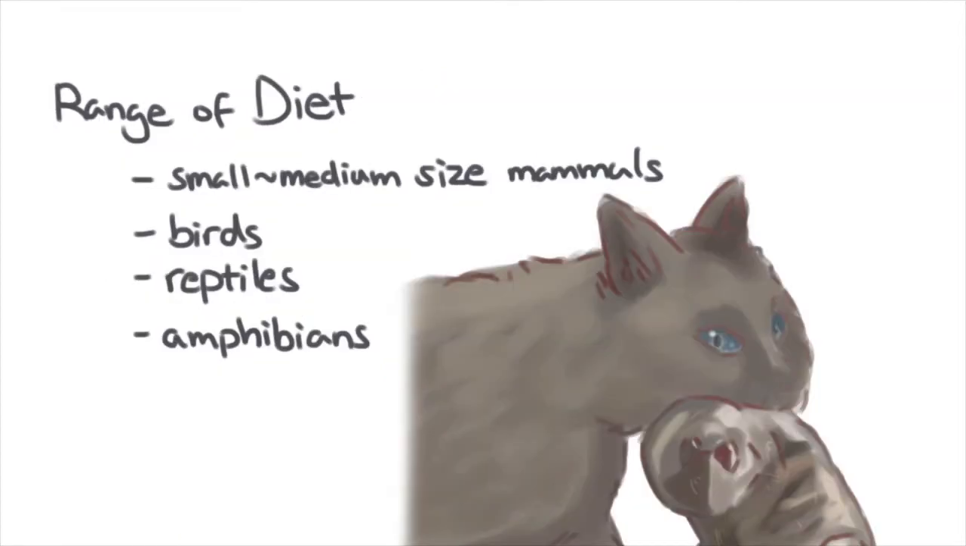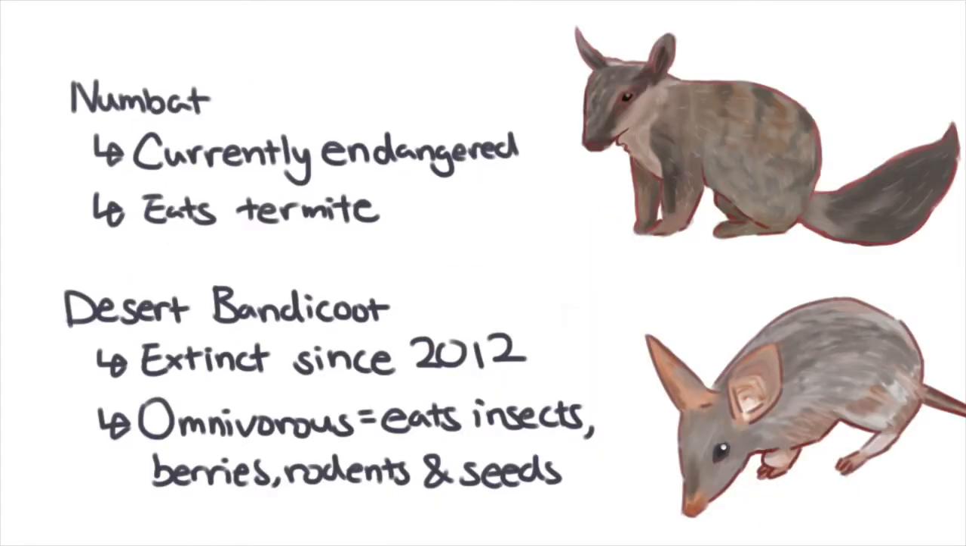The range of diet of feral cats is very wide as they prey on small and medium-sized mammals, birds, reptiles, and amphibians. Two examples are the numbat and desert bandicoot. The numbat is a currently endangered species that feeds on termites. The decrease in numbat population is known to directly affect the termite population as well. The desert bandicoot has been extinct since 2012, mainly due to the increase in predation of feral cats and foxes.